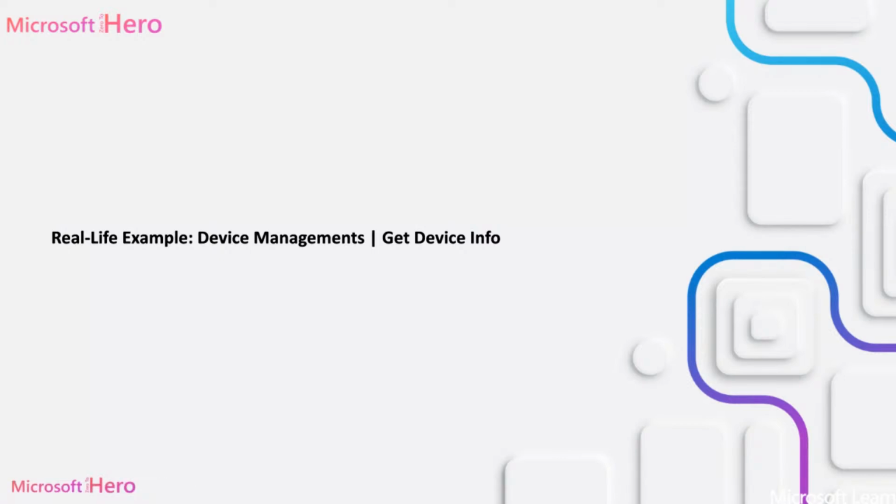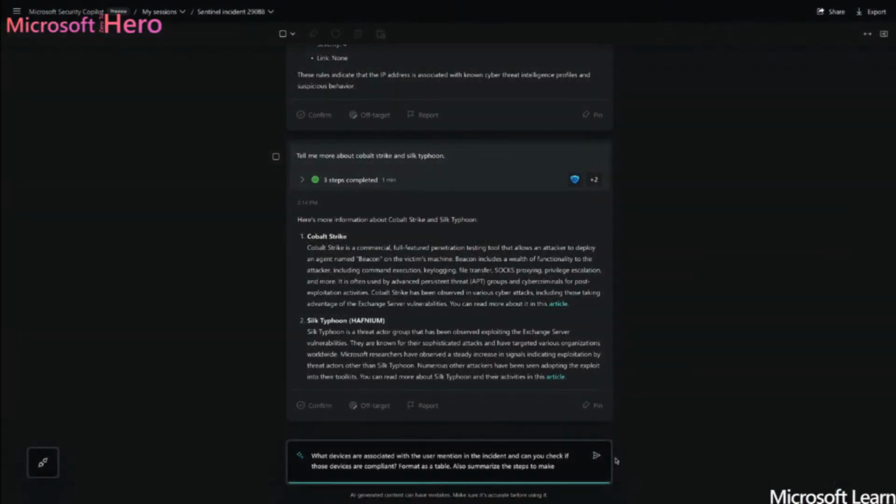The next example is specific to device management and retrieving device info. In this video, we'll look at a scenario where Copilot is used to handle a security incident. Here is what happened. A user noticed an issue and asked Copilot to help. The user requested Copilot to display all the devices that are associated with a specific user. Additionally, the user wants Copilot to check whether these devices are compliant with security policy or not.